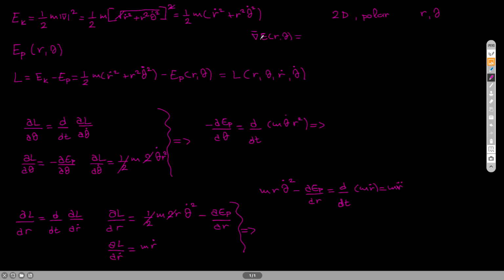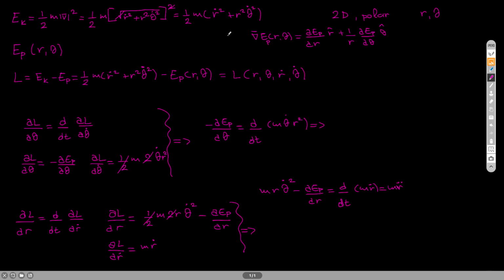In polar coordinates, the gradient of the potential energy is the partial of EP with respect to r times r hat, plus 1 over r, the partial of EP with respect to theta, times theta hat.